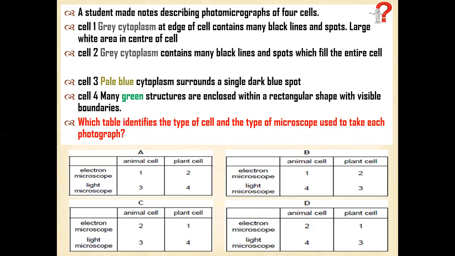The second important point mentioned in the statement is that there's a large white area in the center of the cell. This large white area will be produced by a vacuole. So this image is taken by the electron microscope, and this is a plant cell. We're going to move to the second statement, cell 2, the gray cytoplasm.